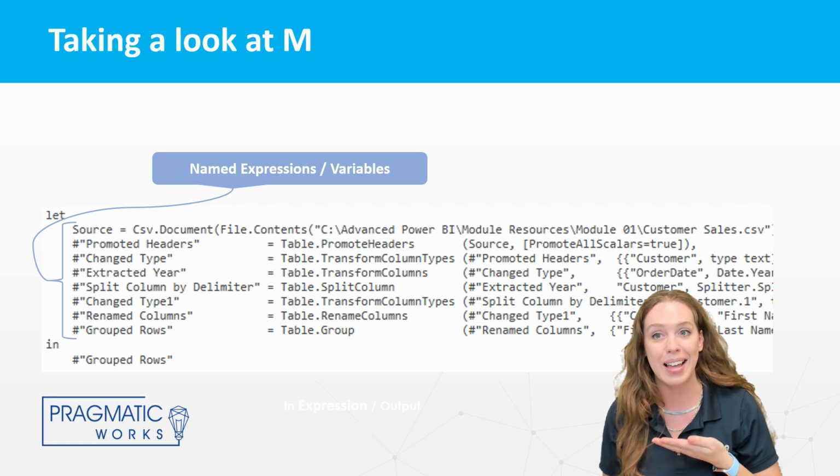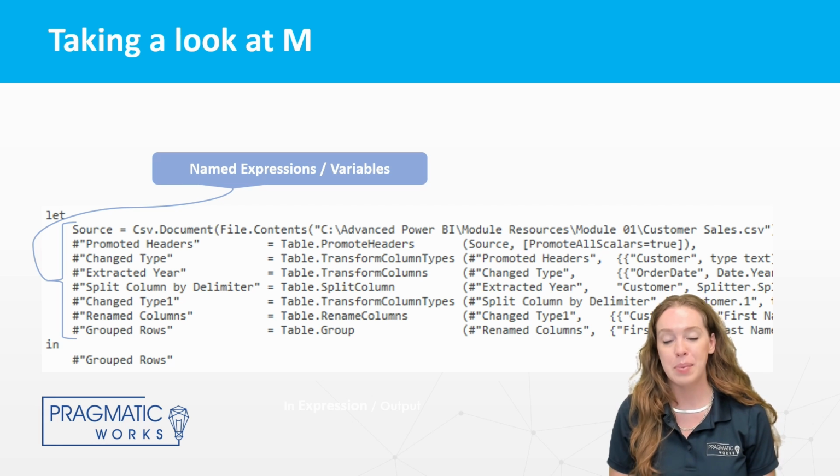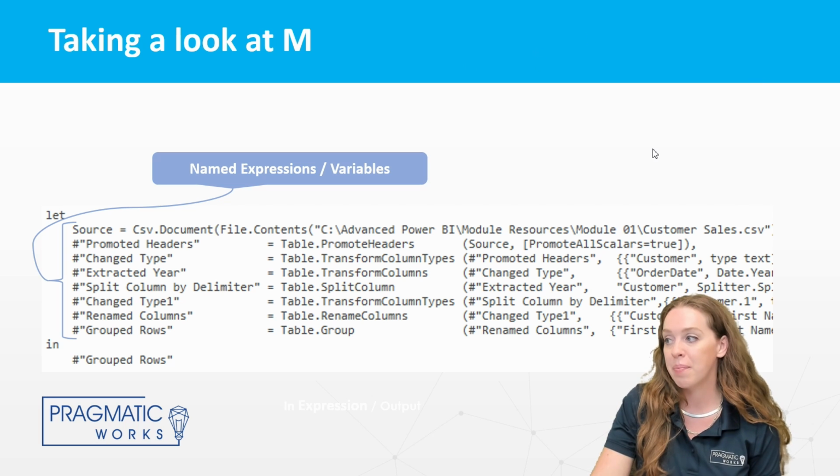Now, of course, if you delete the line, that's going to change things, but you can definitely change the name in the applied steps to make it more clear for what you're doing there if you've got a lot of them in your applied steps.